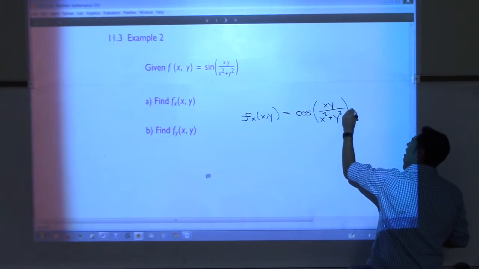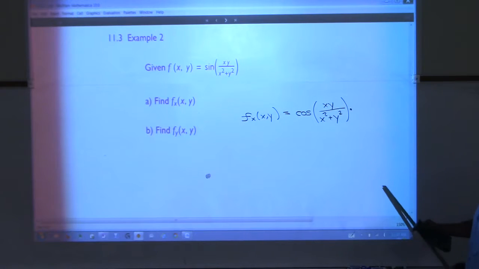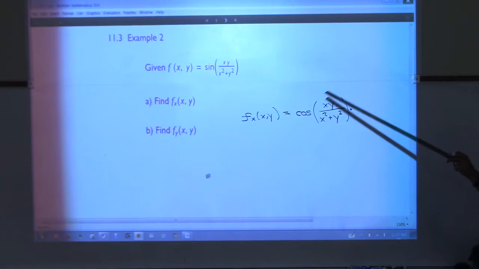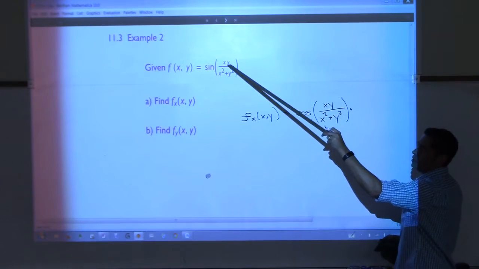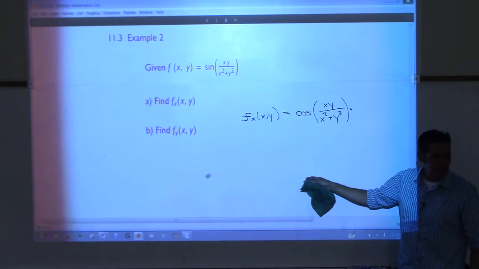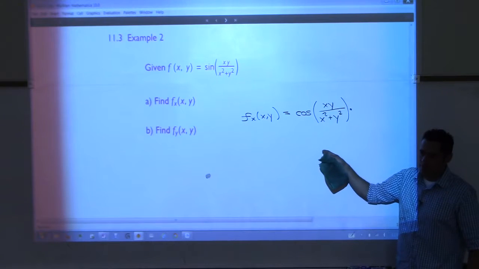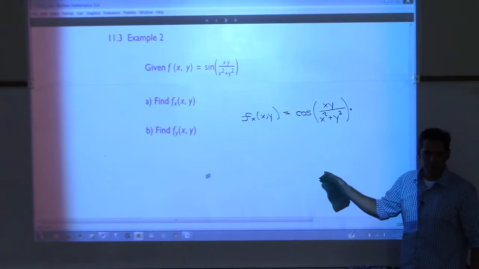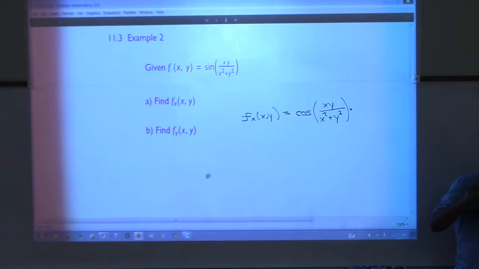But then chain rule says times the derivative of what's inside. And that's where I need a quotient rule. Quotient rule says derivative of the top times the bottom minus the derivative of the bottom times the top, all over the bottom squared. You might have learned that in a different order, but we should all get the same answer here.